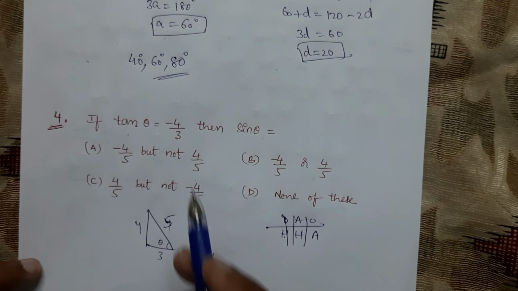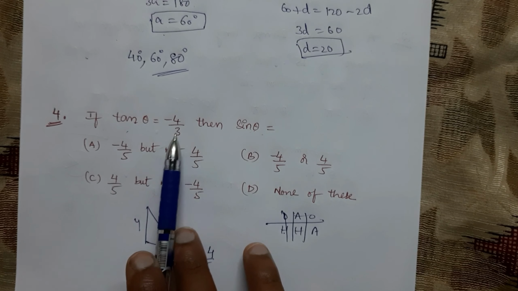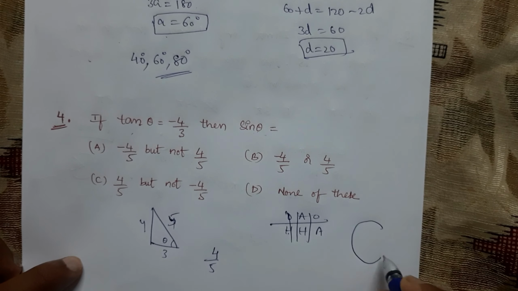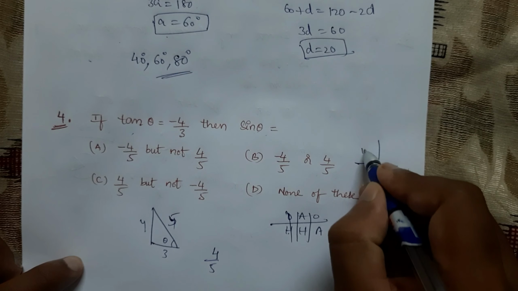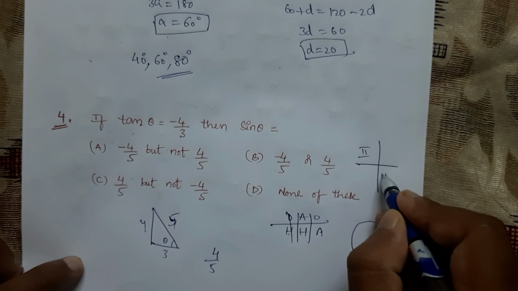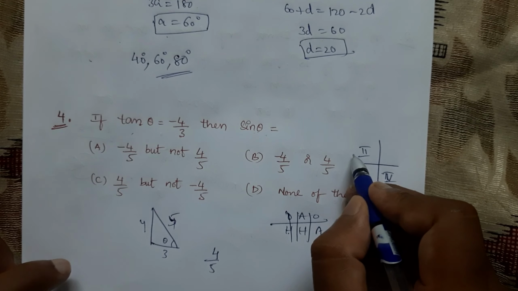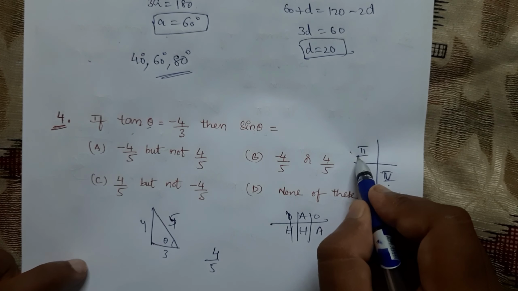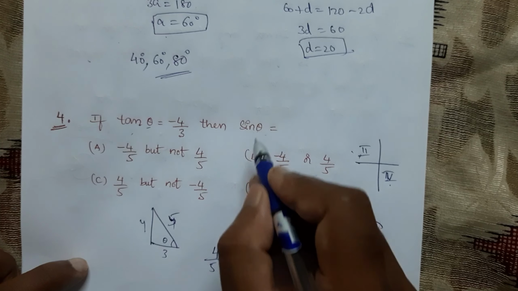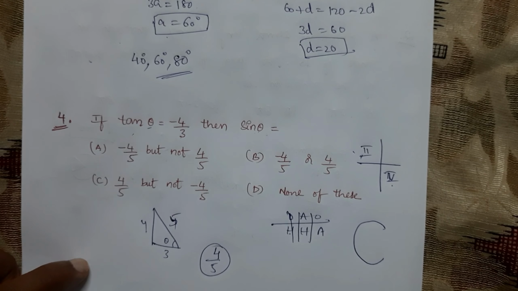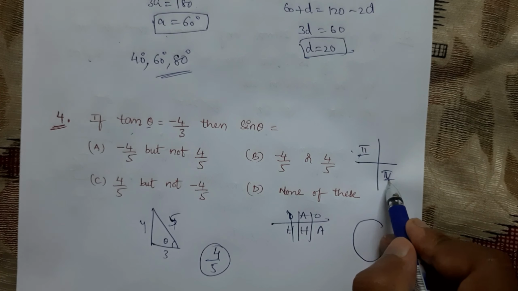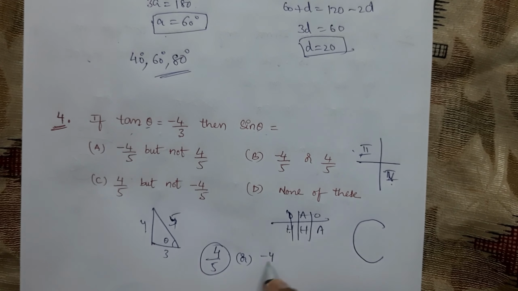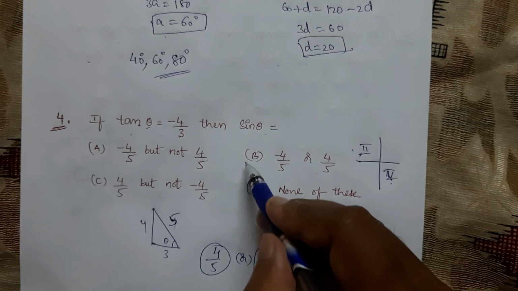Whether it is negative or positive, how do we conclude? As tan is negative, in which quadrant is tan negative? In the second quadrant and fourth quadrant tan is negative, right? So theta may be in the second quadrant or the fourth quadrant. If it is the second quadrant, sin theta will be positive, so in that case we should consider 4 by 5. If we consider the fourth quadrant, then sin theta will be negative. That means either 4 by 5 or minus 4 by 5 will be the answer.